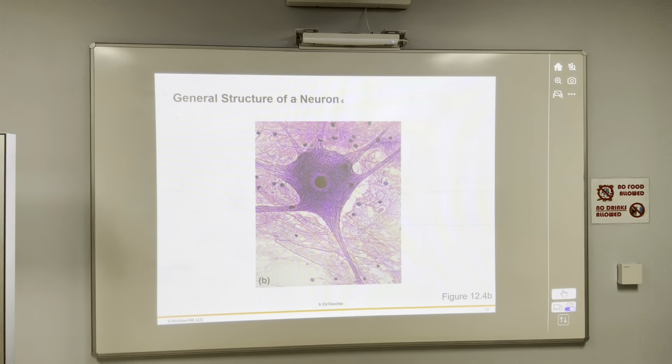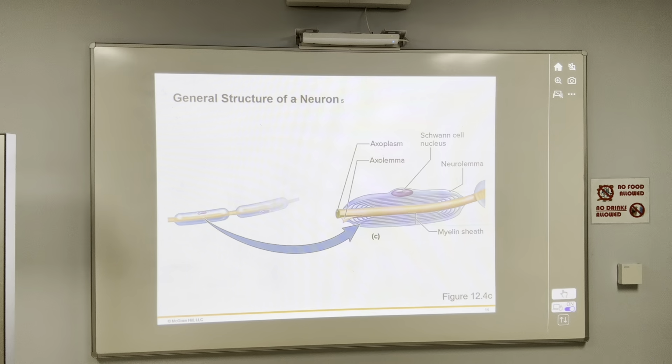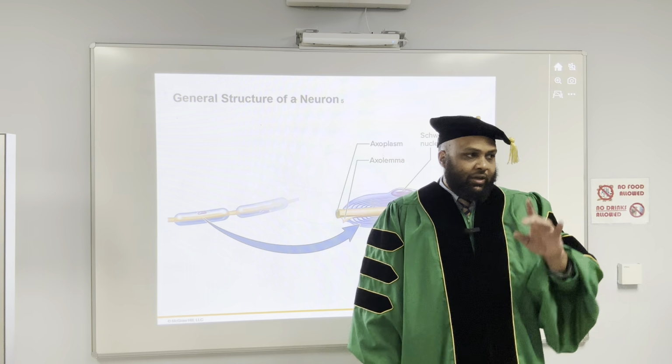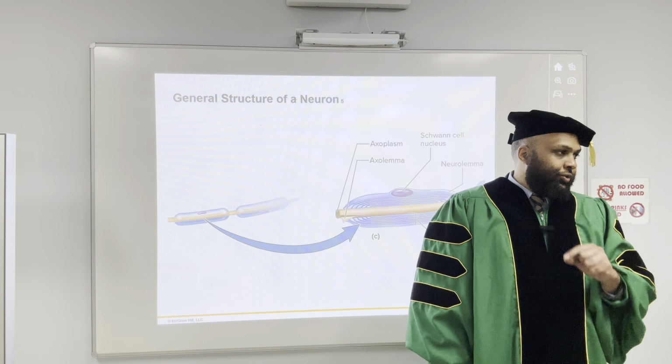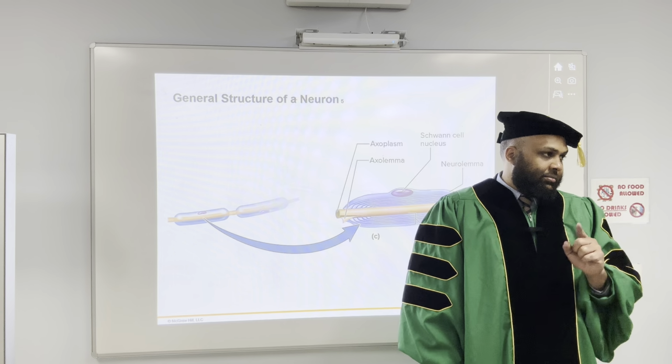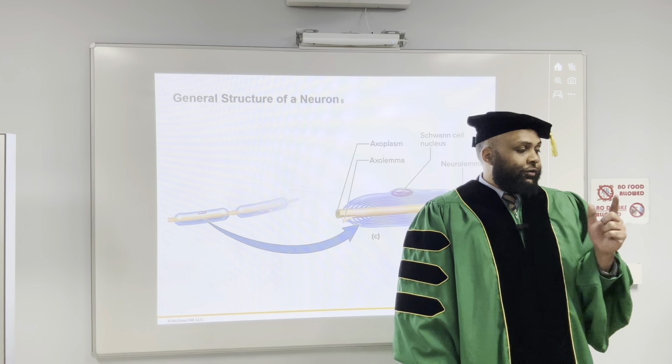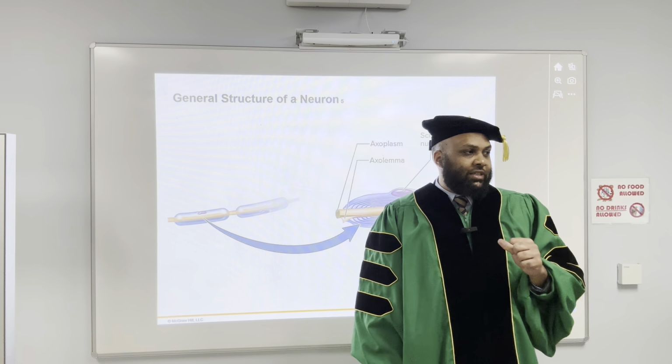Very good. If you look at a neuron, you will see that there's a Schwann cell nucleus, and the Schwann cell is wrapping the myelin sheath around the axon. If this was a neuron in the peripheral nervous system, you use a Schwann cell. But if you are a neuron in the central nervous system, what is that called?